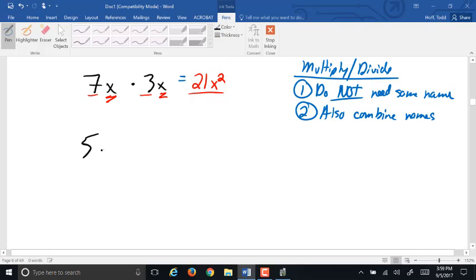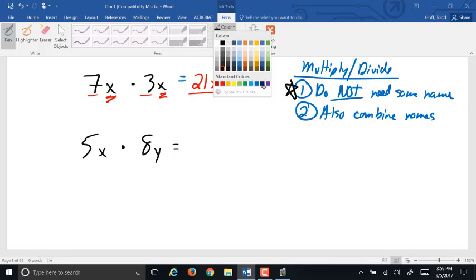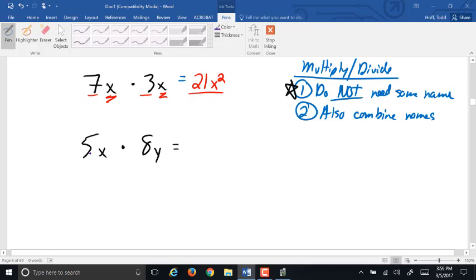If we had 5x times 8y, we do not need the same name. So I can combine those. 5 times 8 is 40. X times y is just xy.